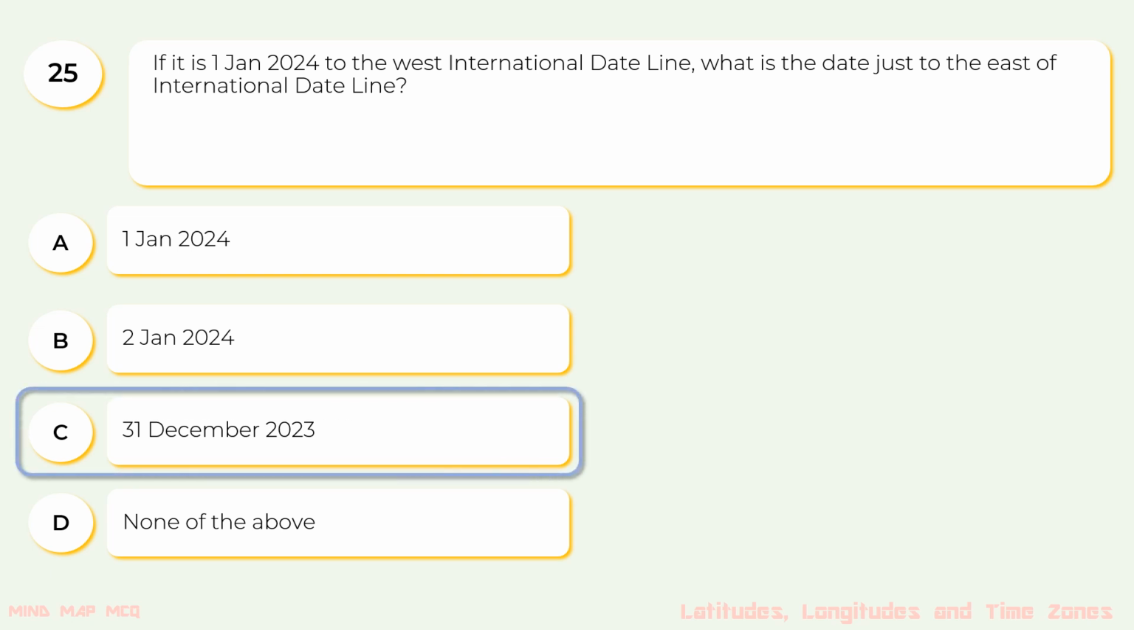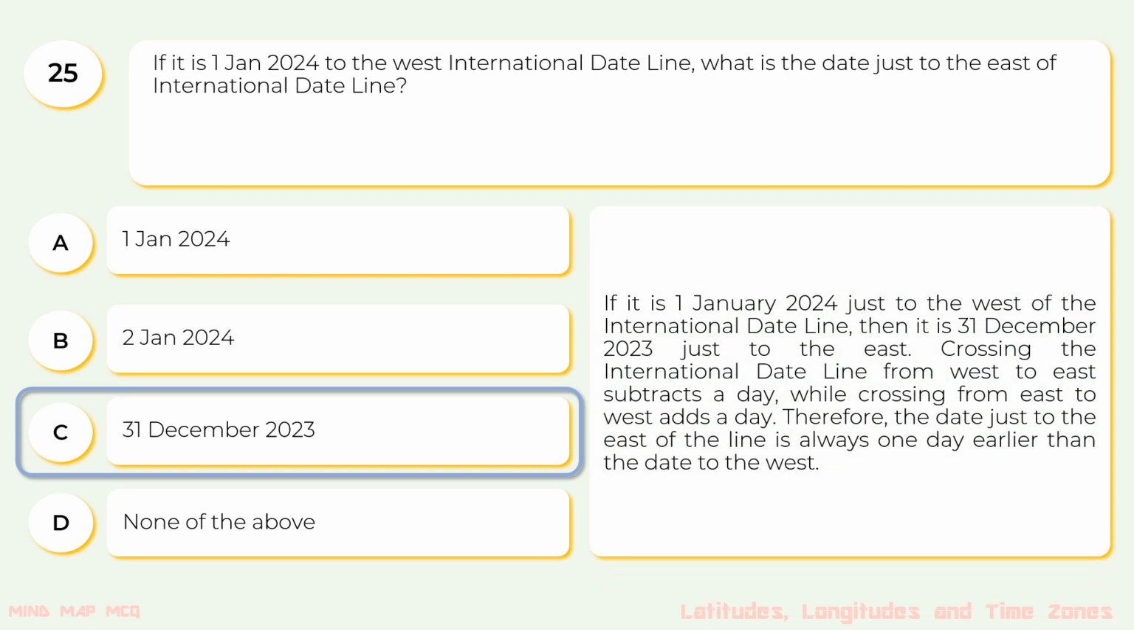31st December 2023. If it is 1st January 2024 just to the west of the international dateline, then it is 31st December 2023 just to the east. Crossing the international dateline from west to east subtracts a day, while crossing from east to west adds a day. Therefore, the date just to the east of the line is always 1 day earlier than the date to the west.